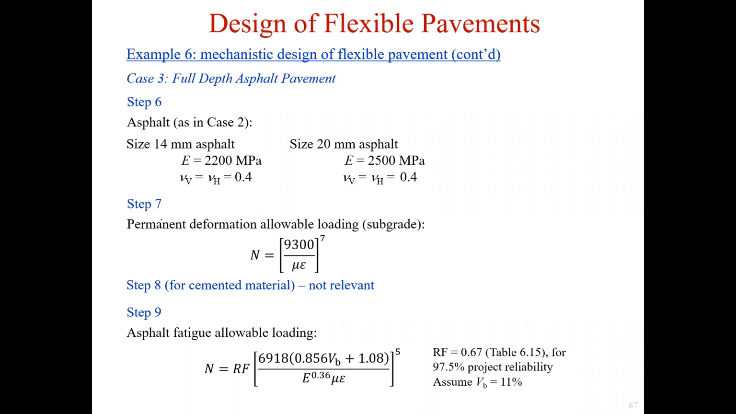Step 9 is to determine fatigue criteria for asphalt using this formula, where the RF is taken as 0.67 from table 6.15 for 97.5% project reliability. And again, the effective volume of bitumen, the VB, is taken as 11%.